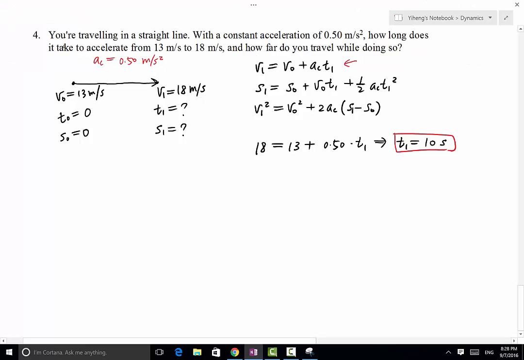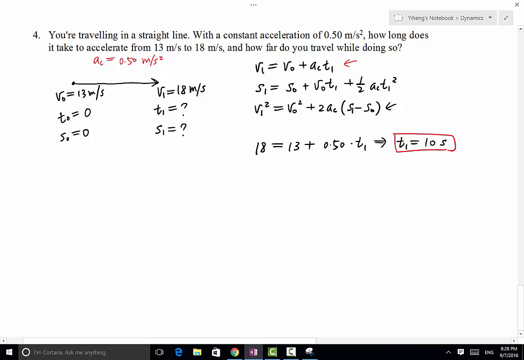And then for the second part, you need to find out S1. So again, which equation to choose? If you haven't determined T1, then this equation will be the best choice. If you haven't determined T1, you realize that if you use this third equation, you don't need to determine time at all, because it provides you with a direct relation of velocity and displacement.